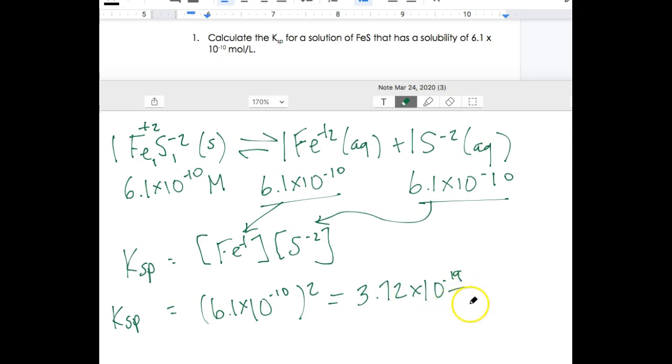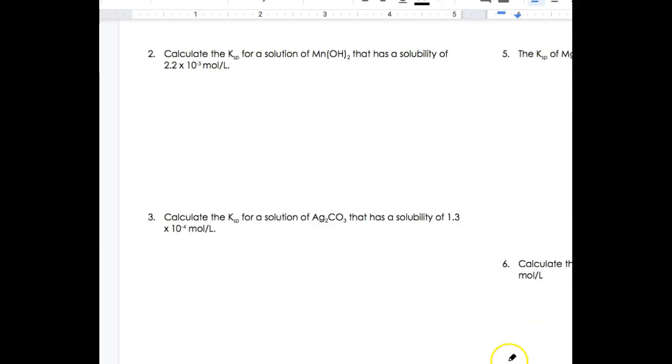Again, -19 implies a very, very small number. And if it's a very, very small number, that means the reaction is going to lean towards the left. And it makes sense because only a little bit of solid is going to dissolve. So this number makes sense. Remember, K does not have units. We'll do that one together one more time.